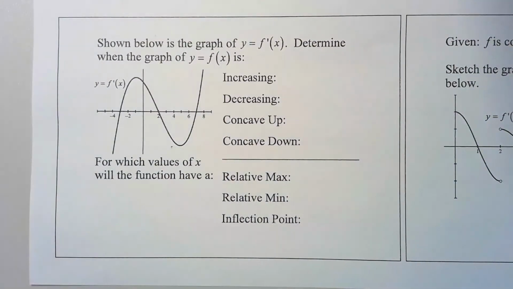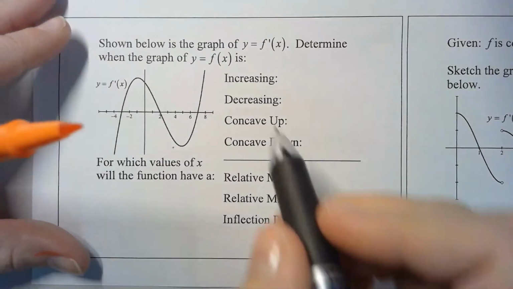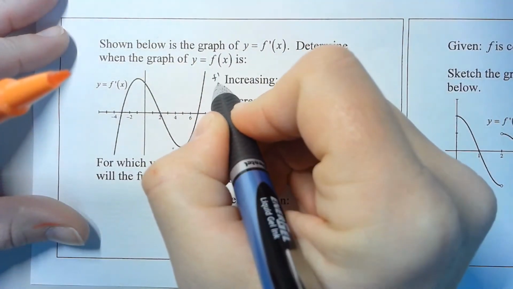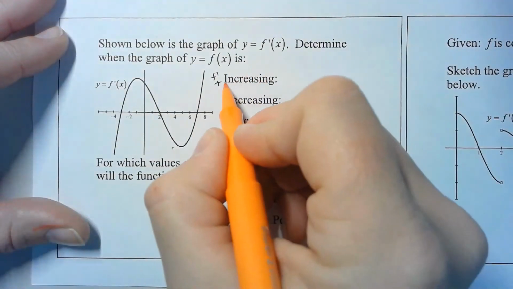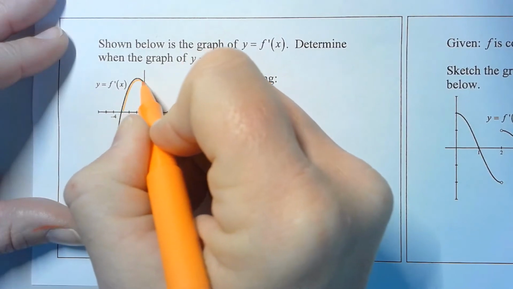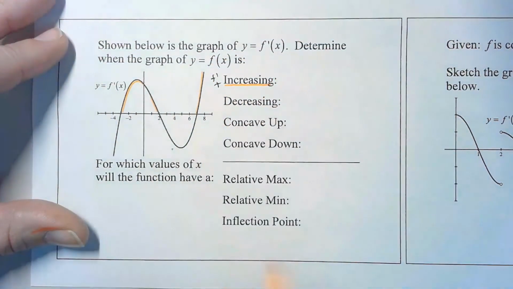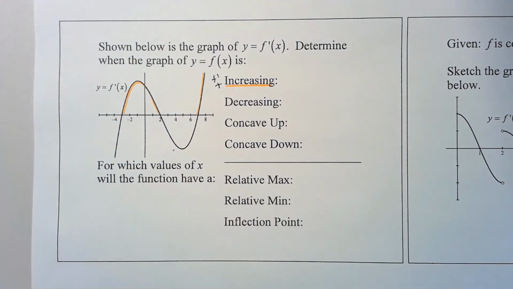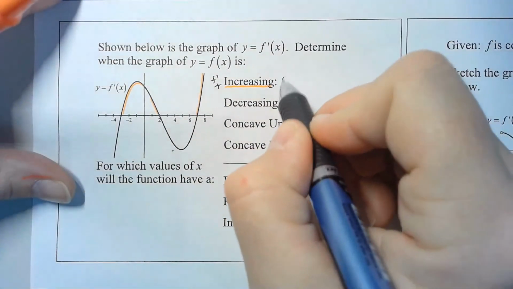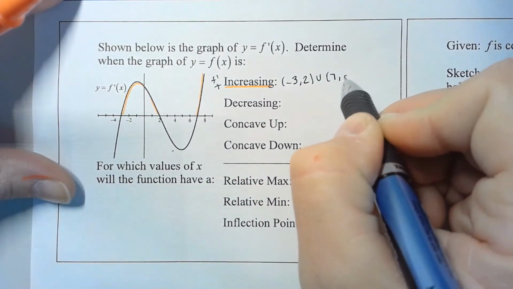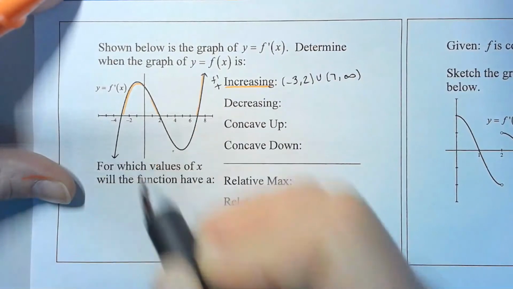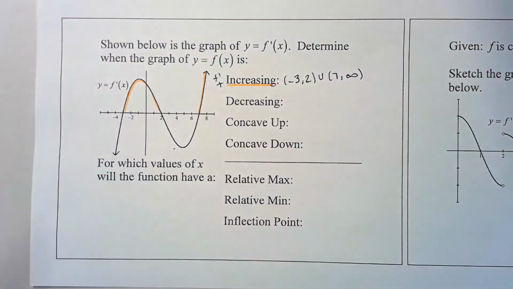I would like to know, and I'm going to use some different colors here, when the original is increasing. My original is increasing when the first derivative is positive or above the x-axis. I'm going to use orange for that. This is old stuff. So when my first derivative is positive, my original is increasing. So let's say from -3 to 2, and then from 7 to, let's say, infinity. I know I don't have arrows on the ends, but let's put them there.